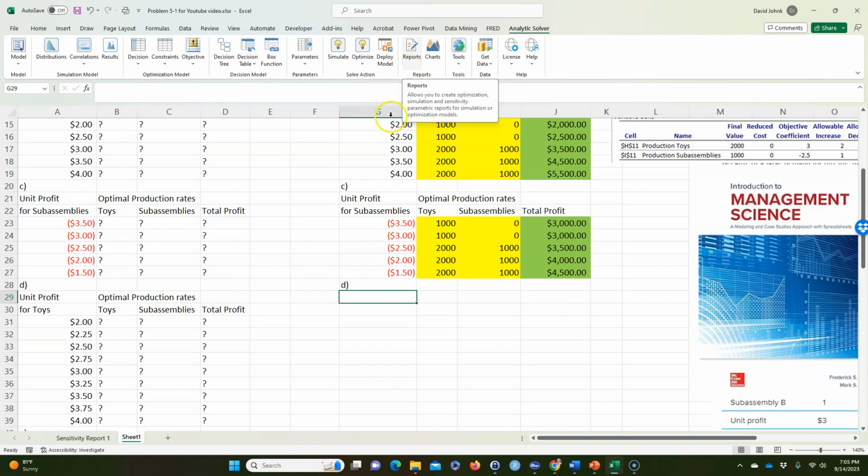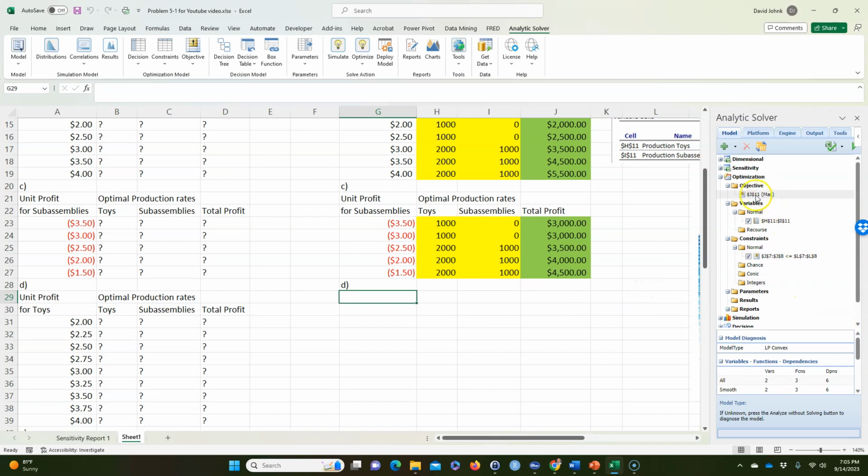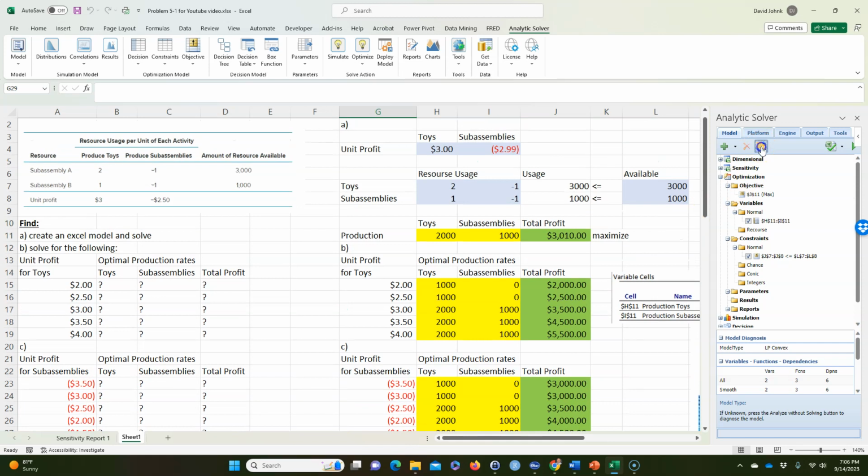So what we're going to do, if I click here and open the task pane, you can see it already has my objective as J11. Sometimes it's good to refresh when you do that just to make sure that you haven't changed anything. My objective is J11, which is this. We want to maximize it. Our variables are H11 and I11, right here. That's correct. And our constraints are that these have to be less than or equal to these. So it's got all that.